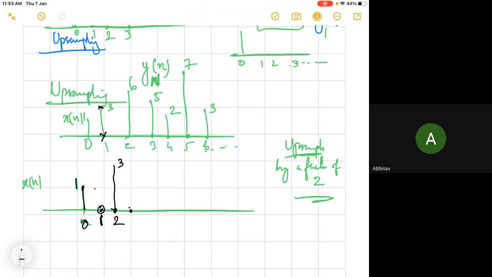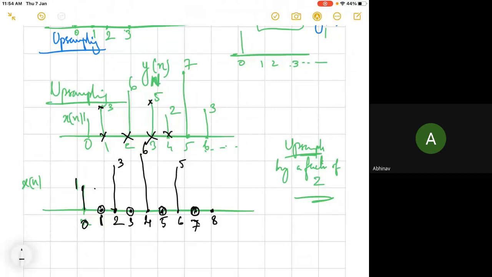Now you will leave 1 point. At 3 you have 0. At 4 again you have whatever you have at 2, so that is the value 6. Then at 5 you just leave 0. You don't have any value there. At 6 again you have whatever you have at 3, which is 5. And at 7 you leave it, you have a 0 value at that point.